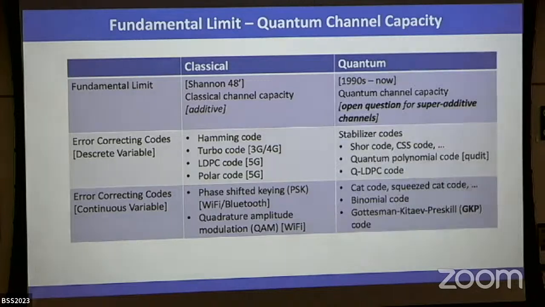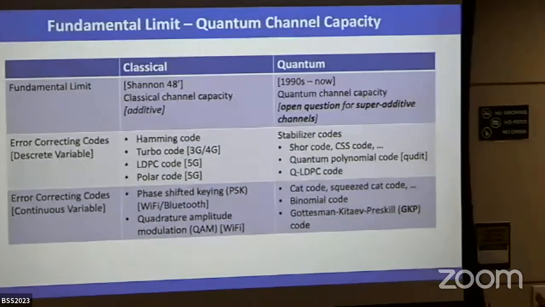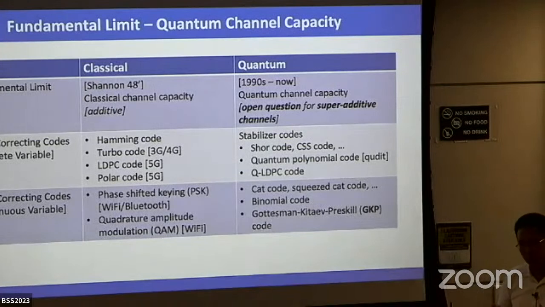In the quantum case, I think the situation is similar. In the late 90s, people talked about the quantum channel capacity. There are certain cases where we know the channel capacity, and there are many cases where we don't know what the channel capacity is. So that's an interesting open question. If you're interested in quantum information theory, that's one of the most outstanding questions.